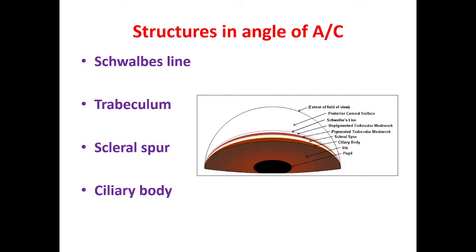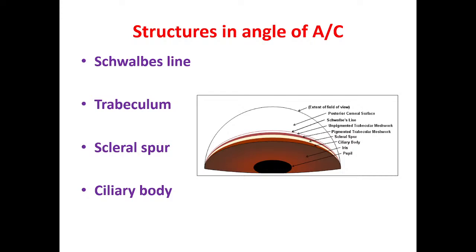And then comes the root of the ciliary body band, which is again a dark brown color band, and then comes the root of the iris. These are the four structures which we see in the angle. You can remember as ST, SC. Okay. So Schwalbe's line, trabecular meshwork, scleral spur and ciliary body. These are the four structures, two dark bands and two white lines. Clear? Okay. The four structures we see in the angle of anterior chamber.